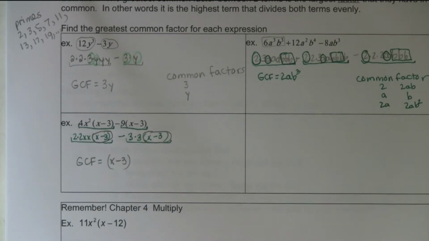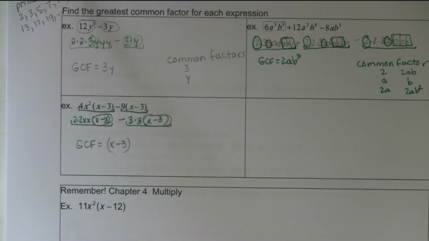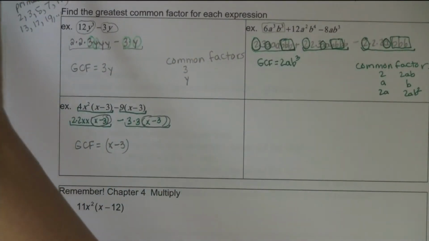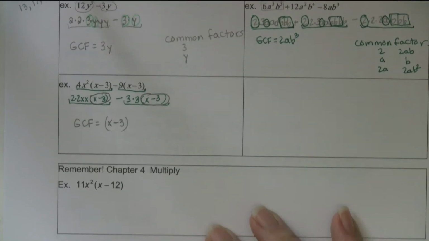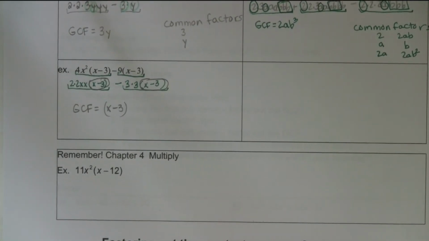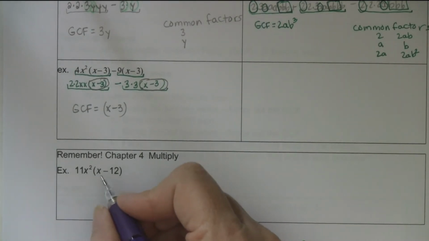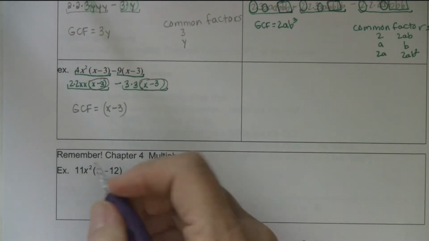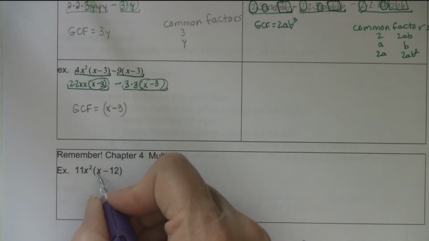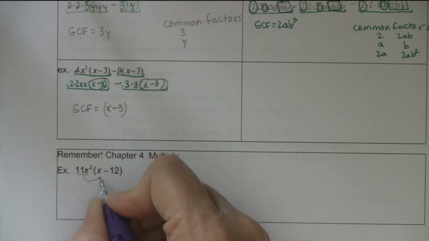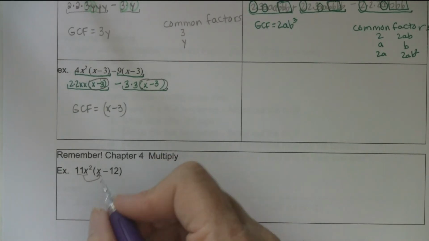And so what we want to do with the greatest common factor is we want to put it in the front. That's what we want to do with it. And we want to unmultiply. And so I'm just going to remind you of some multiplying that we did in chapter 4. So in chapter 4, they told us multiply. And then what we would do is we would multiply 11x squared times x, right? 11x squared times x. We'd use the distributive property.